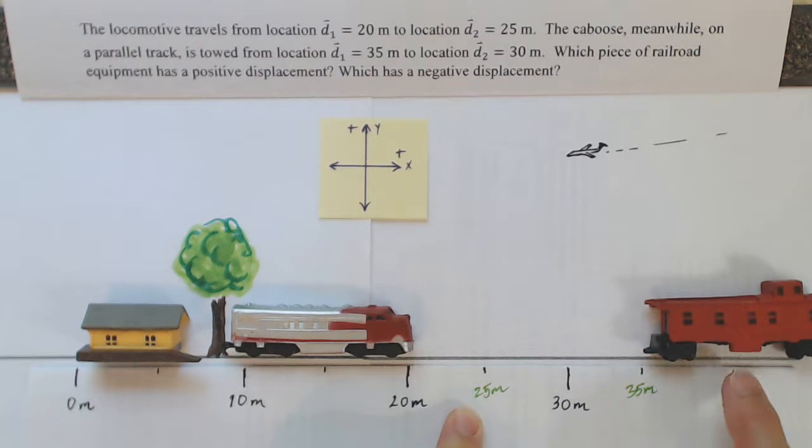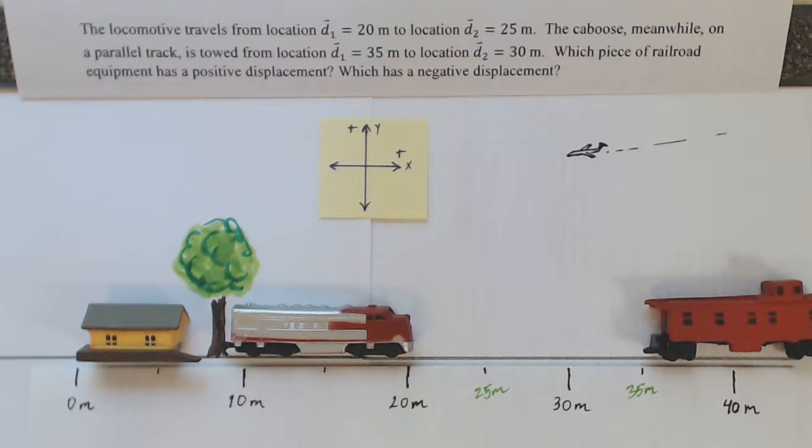Meanwhile, the caboose over here, it's on a parallel track and it's towed from its position D1 at 35 meters on our x-axis to its position D2 at 30 meters. And we want to know which piece of railroad equipment has a positive displacement and which has a negative displacement.